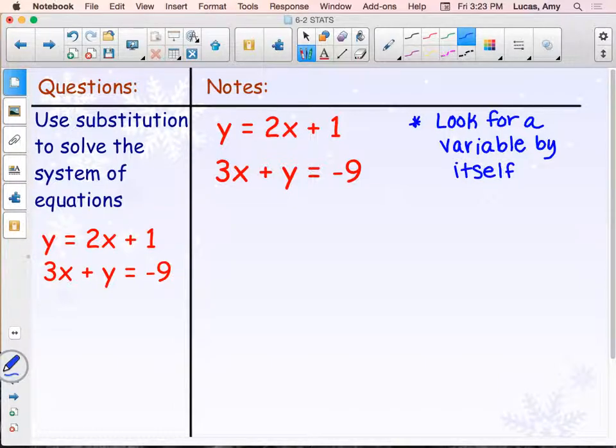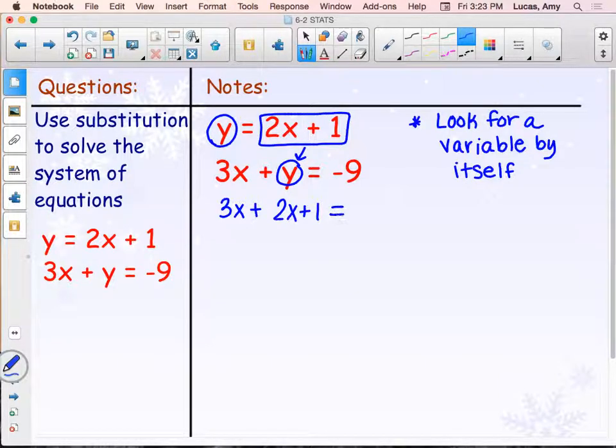So I see a variable all by itself, and it's the y. In my first equation, y is equal to 2x plus 1. So I am going to take that 2x plus 1 and put it where the other y is, because y is the same. The first equation tells us that y is the same as 2x plus 1. So I can replace the letter y, and in its spot I can put 2x plus 1. Now the rest of the equation stays. So I have 3x plus 2x plus 1 equals negative 9.